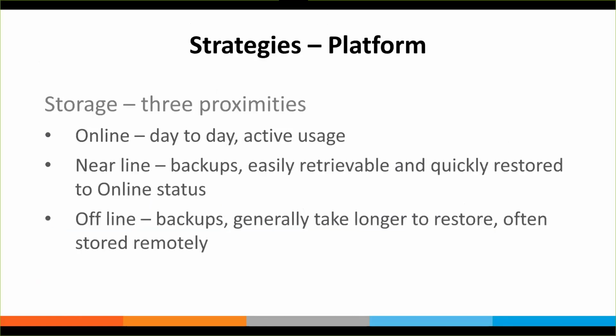Storage. There's 3 ways you can do storage. There's online. That's absolute active right now. There's nearline, backups, very easy to get to, quickly restored to online status. And then there's offline. That's the remote stuff. That's the stuff that's stored 4 hours away. Takes longer to restore. So those are your 3 kinds of proximities for storage.